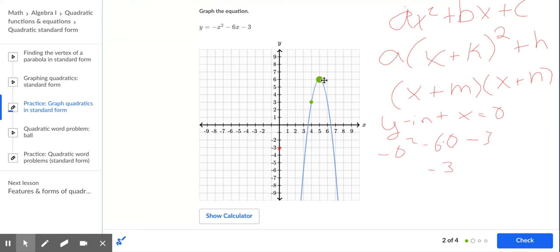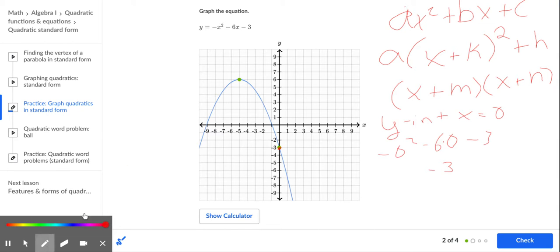That's the vertex. So we found the y-intercept. It was at -3. I'm just going to put my dot there at -3. That's not the vertex. It's a different point. It could be the vertex, but I'm just going to put the point there right now. And we're going to need to find out what the vertex is.